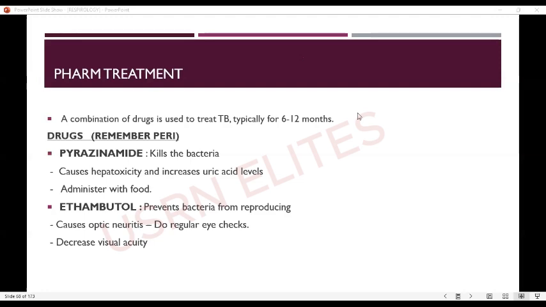Due to this, they must have regular eye checks to prevent any damage to the patient's eye. There is also decreased visual acuity when taking ethambutol. So if the patient reports some of these signs, you should know that the drug is causing them. Observe for optic neuritis, and do regular eye checks to prevent the patient's eye from being damaged.